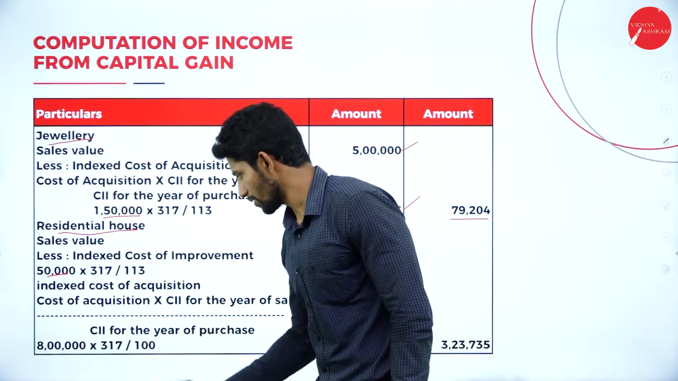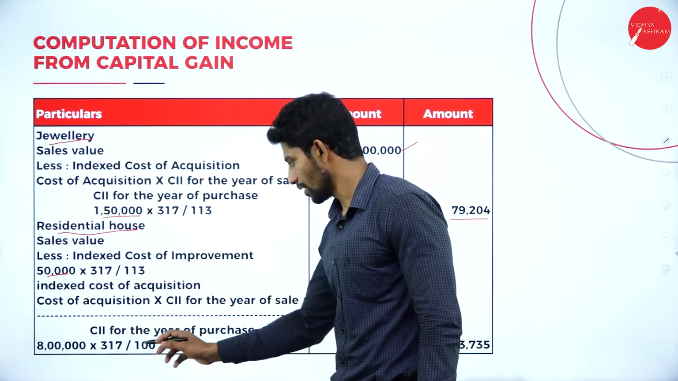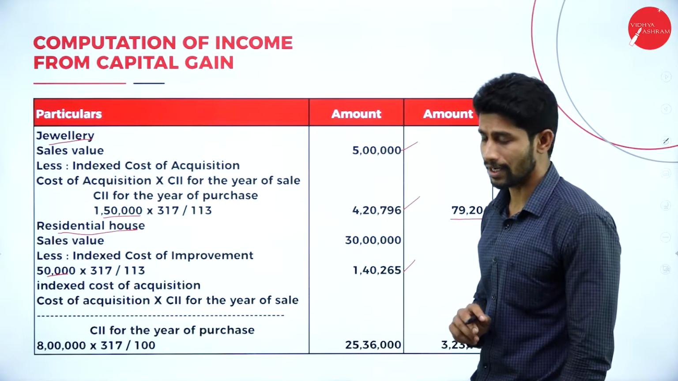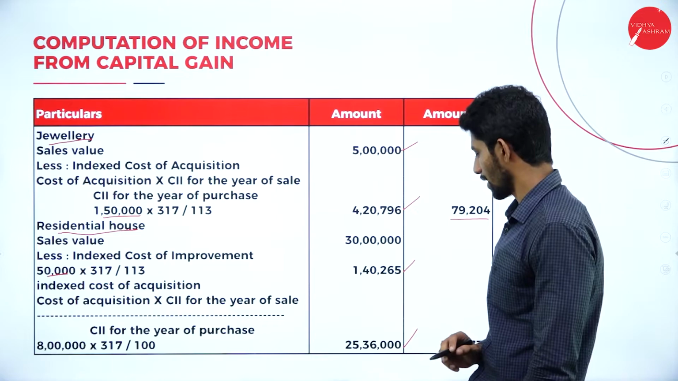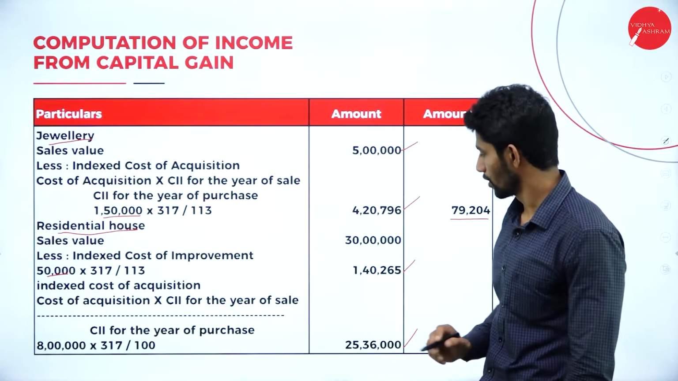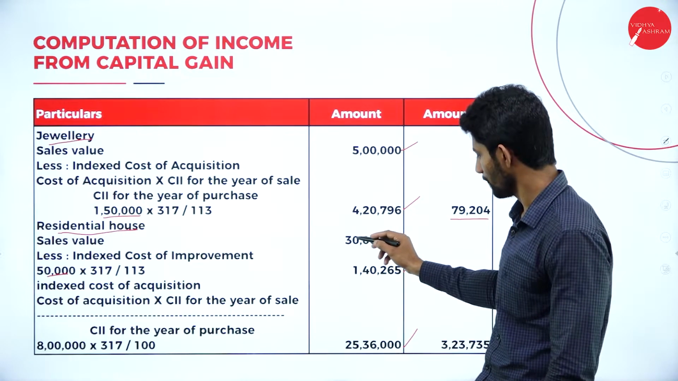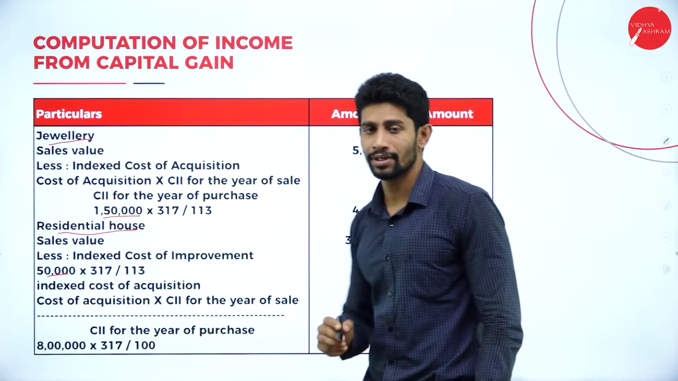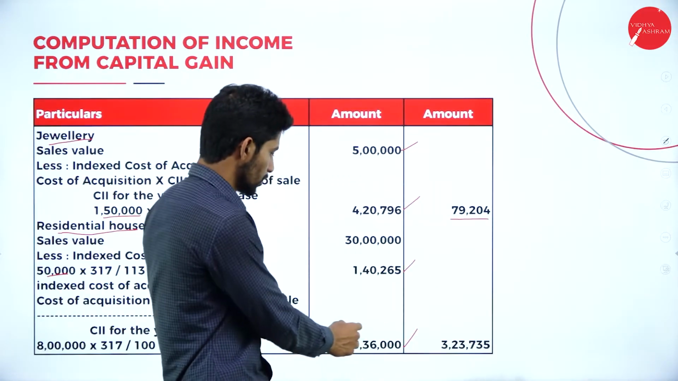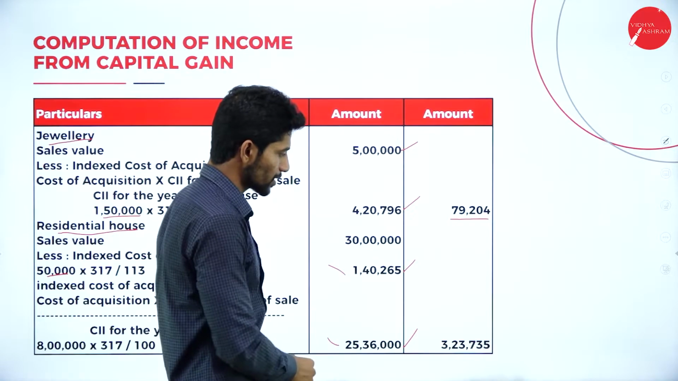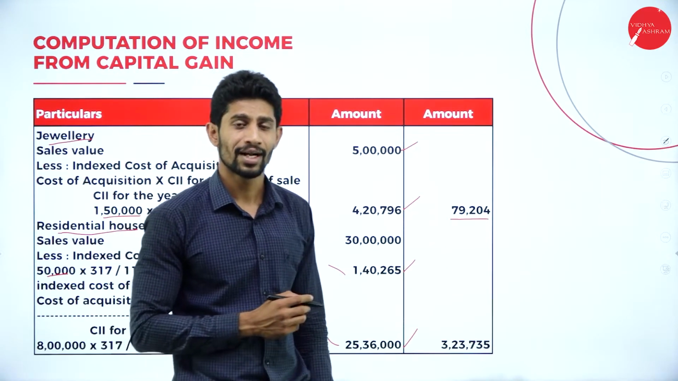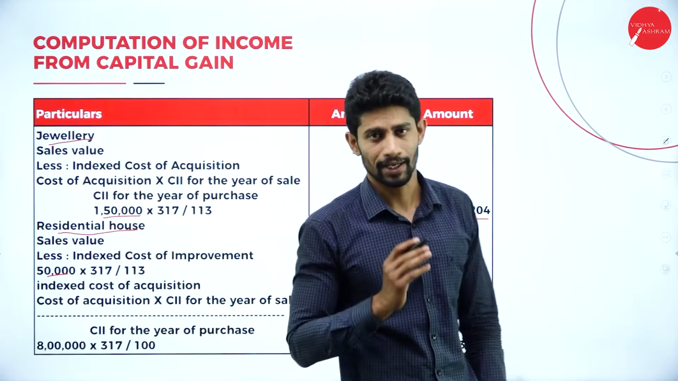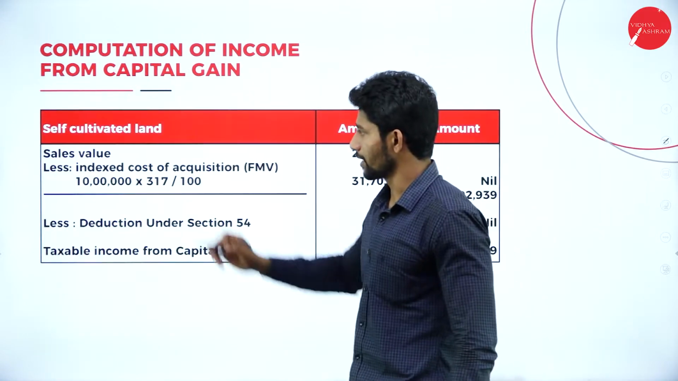Next, indexed cost of acquisition, fair market value we are supposed to consider. So 8 lakh rupees into 317 divided by 100. How much will you get? You will get 25,36,000. So deduct these two values from 30 lakhs. How much will you get? The balance, if you deduct these two values from 30 lakhs, you will get 3,23,735.